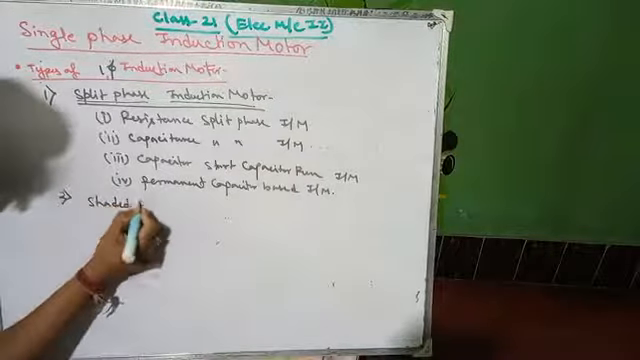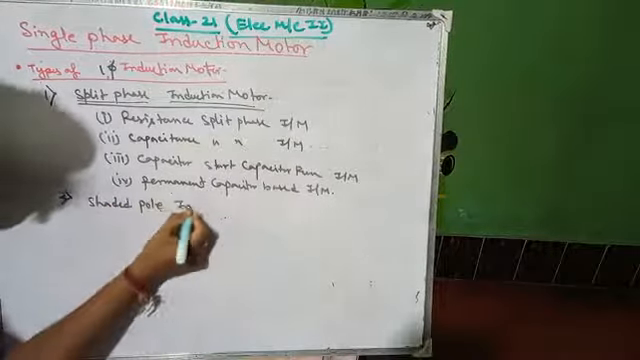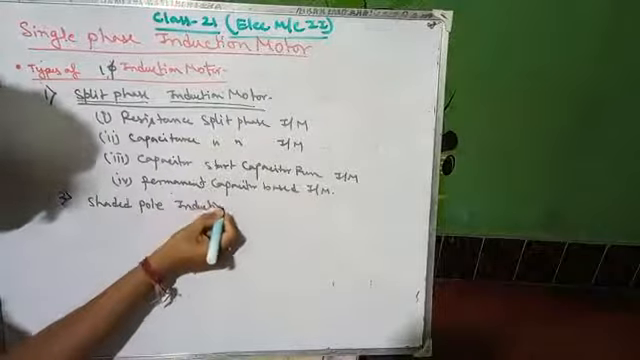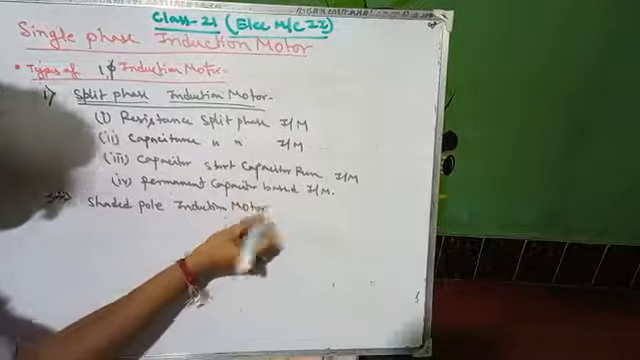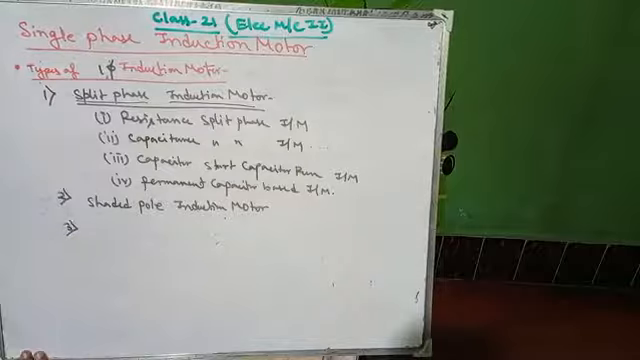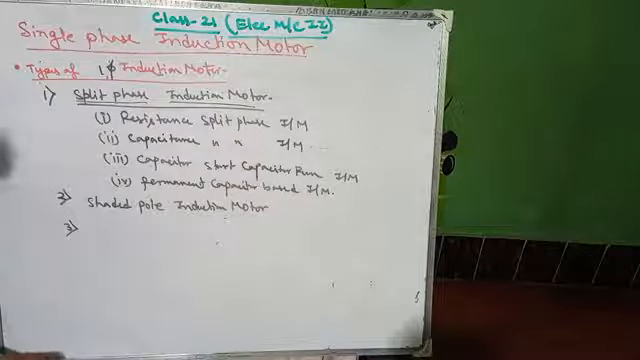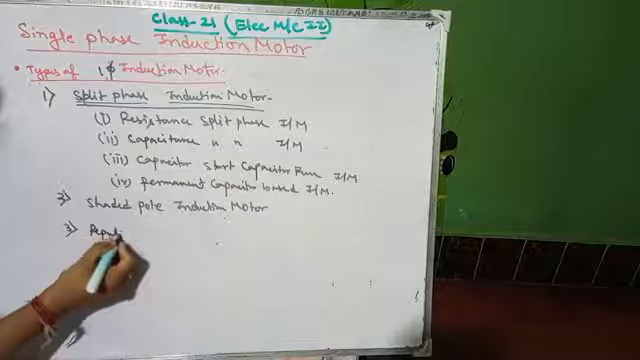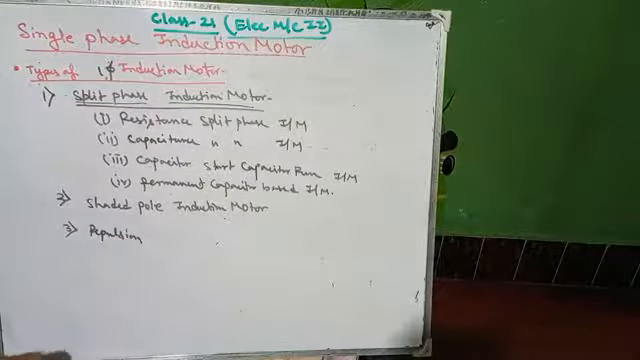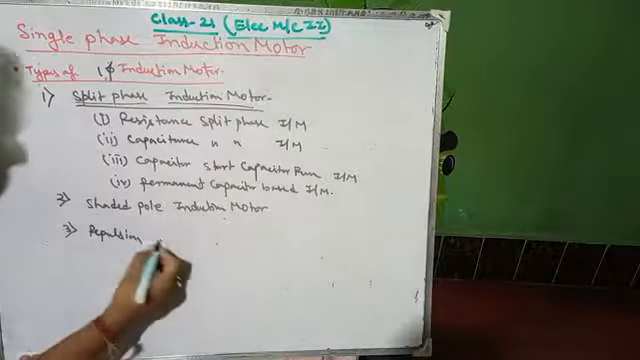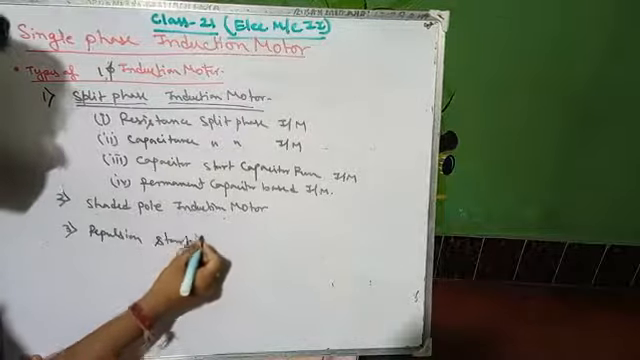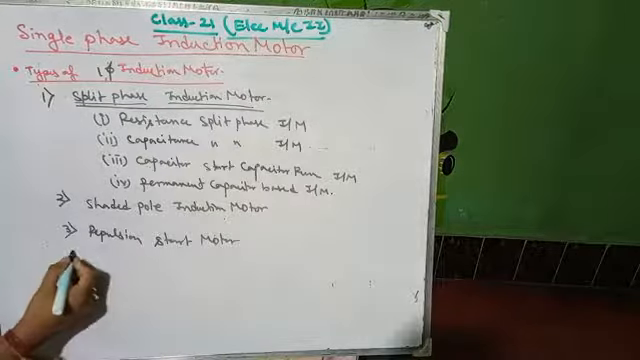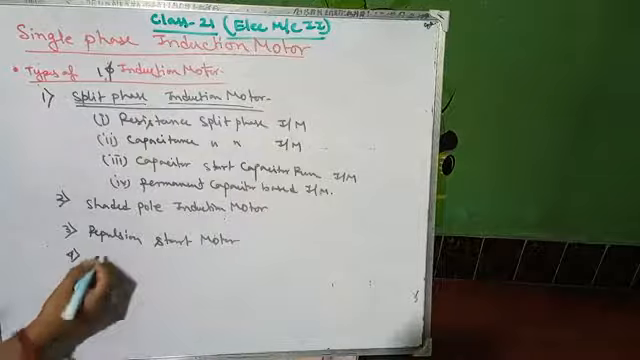Okay, so second classification, right, shaded pole induction motor. And third classification, right? Repulsion start or repulsion type motor. And fourth one, right, reluctance motor.